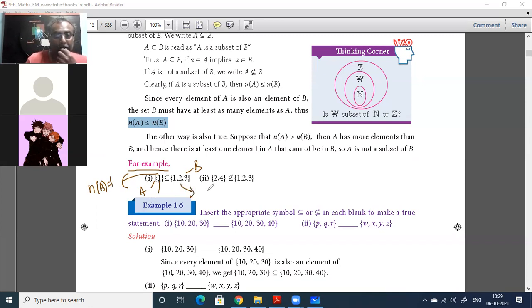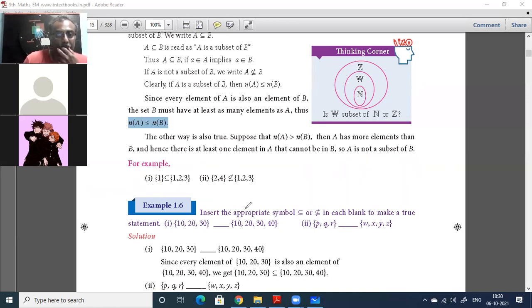This is set B. What is n(B)? 3, uncle. So A is a subset of B. So n(A) will be less than or equal to n(B). Then only you can think of A as a subset of B. Otherwise, it will not be. If n(A) is greater than n(B), then A will never be a subset of B. Next one. Read.